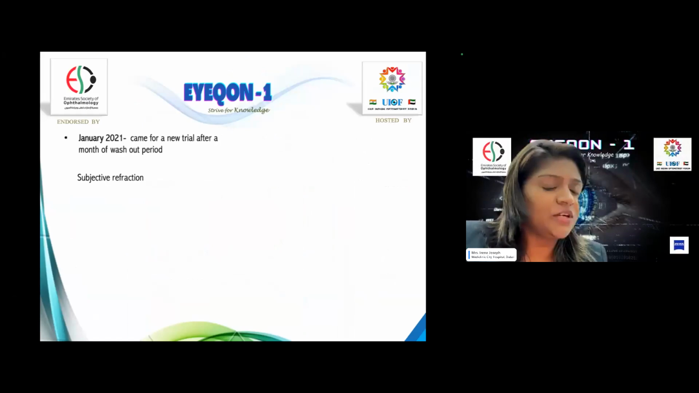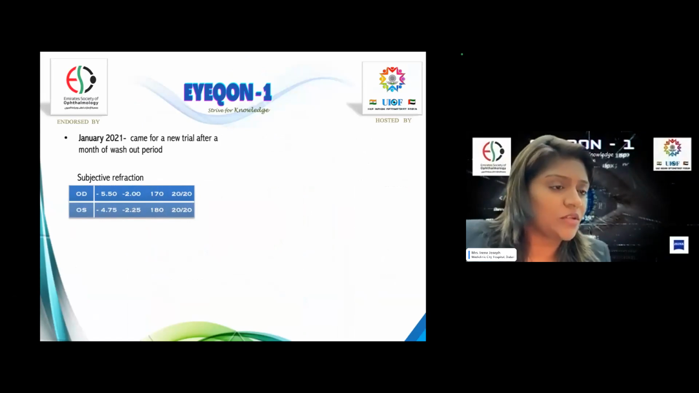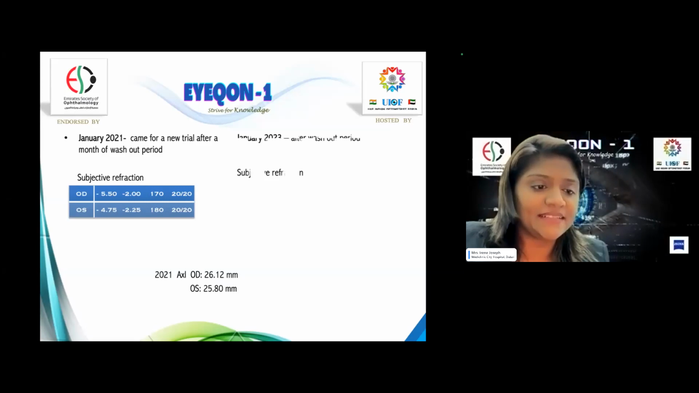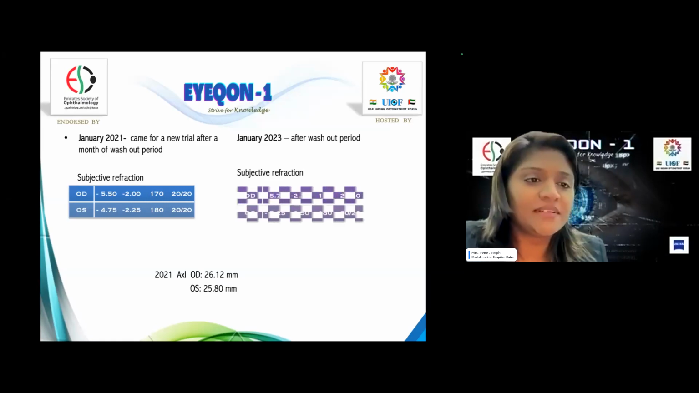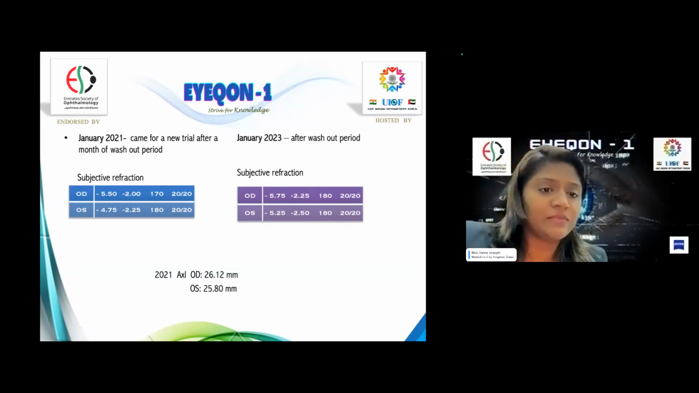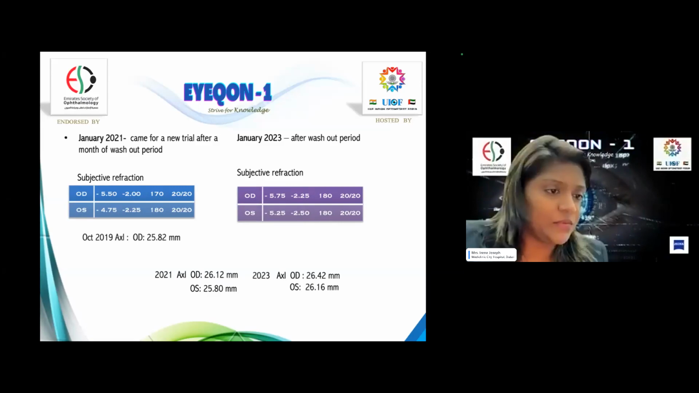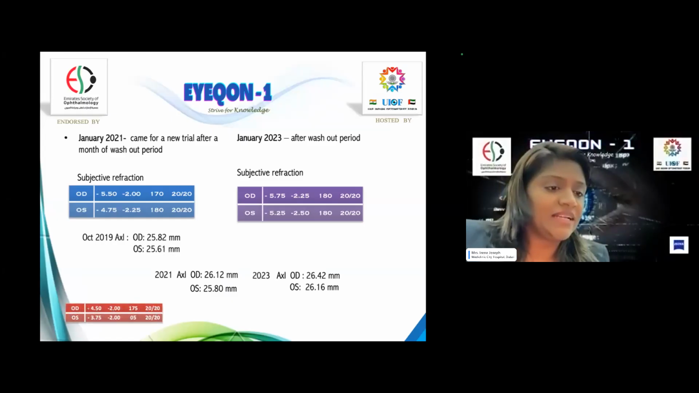After about a year of using the lens, we wanted to see how her refraction was, so we asked her to come after a washout period. Her refraction was -5.5 and -4.75, like a 0.5 and 0.25 increase, and axial length was 26.12 and 25.8. That was 2021. After 2 years, we did a refraction again. She was -5.75 and -5.25, with axial length again 26.42 and 26.16. If you remember, her axial length in 2019 was 25.82 and 25.61, and her refraction in February 2019 was -4.5 and -3.75.